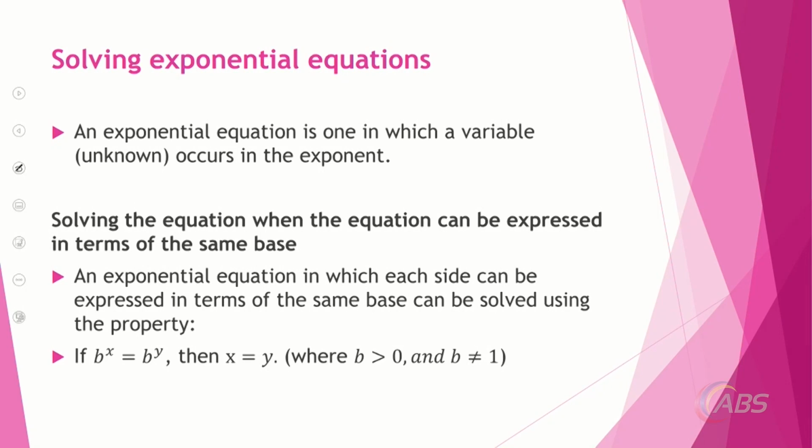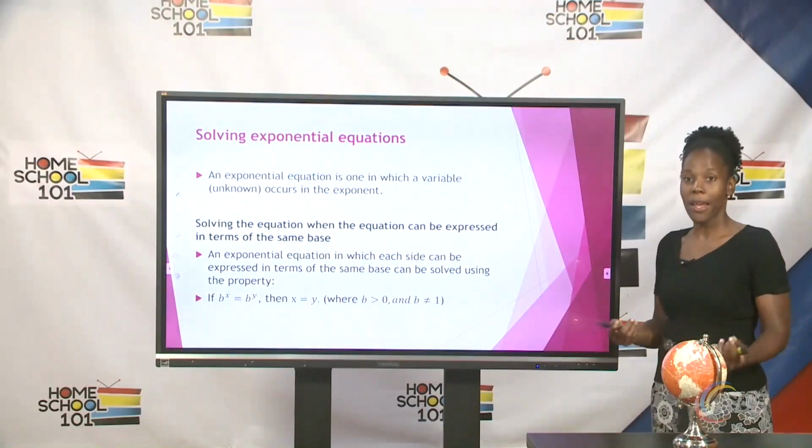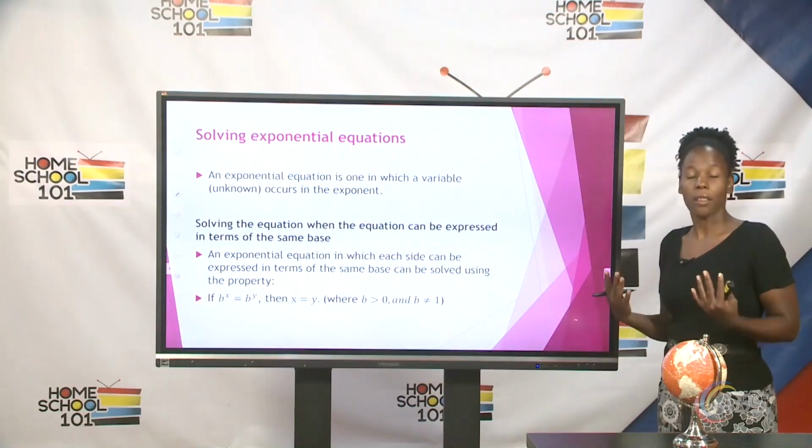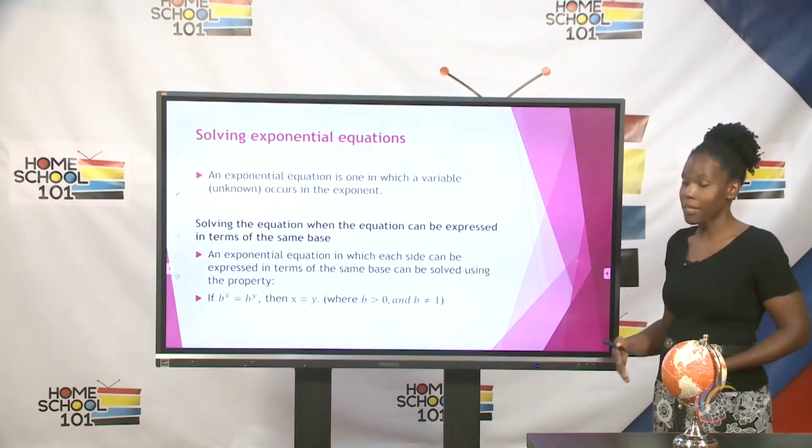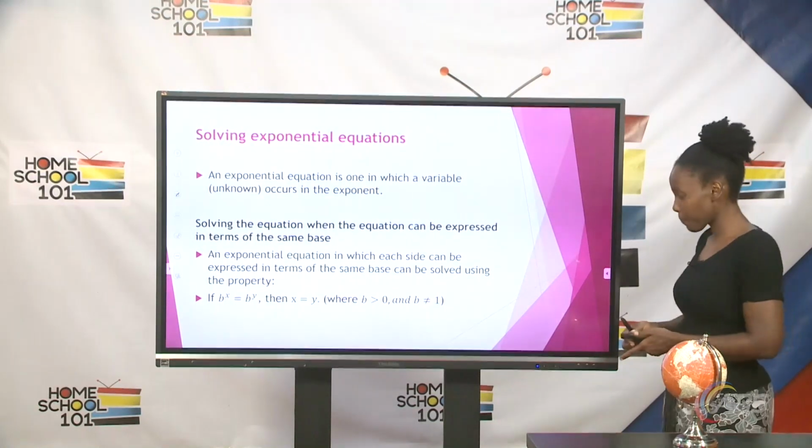Now, an exponential equation in which each side can be expressed in terms of the same base can be solved using this property. If b to the power x is equal to b to the power y, if we have the same base raised to powers, then x is equal to y. The powers are equal. So once we have an equation with a common base on both sides, we can simply drop the base, apply this property, and equate the powers.